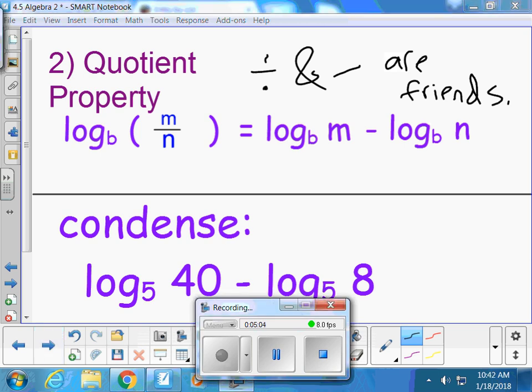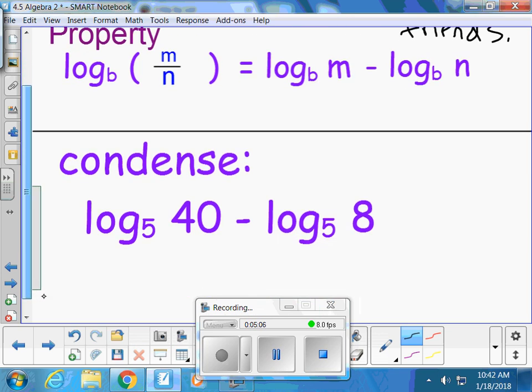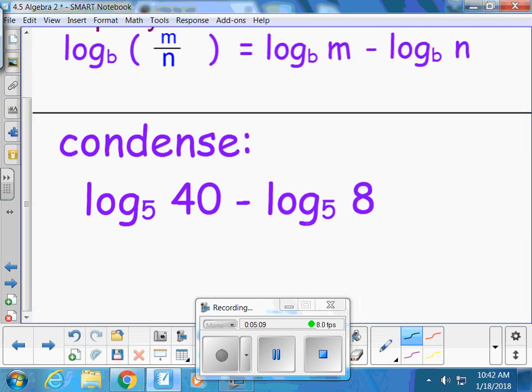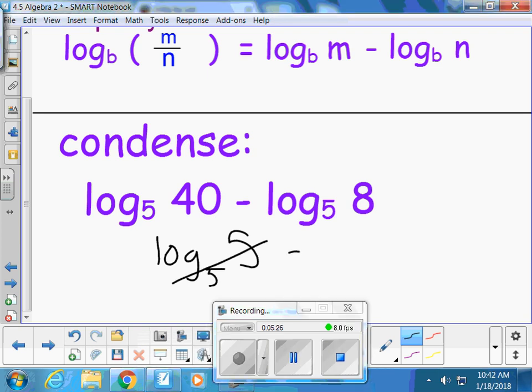All right, so we have two separate logarithms that we're going to condense into one. They have a subtraction sign, so I have to remember that subtraction is friends with division. What is 40 divided by 8? 5. And we learned yesterday that if this number matches this number, you can just cancel it out because it equals 1, because 5 to the first power is 1. So that one worked out well.